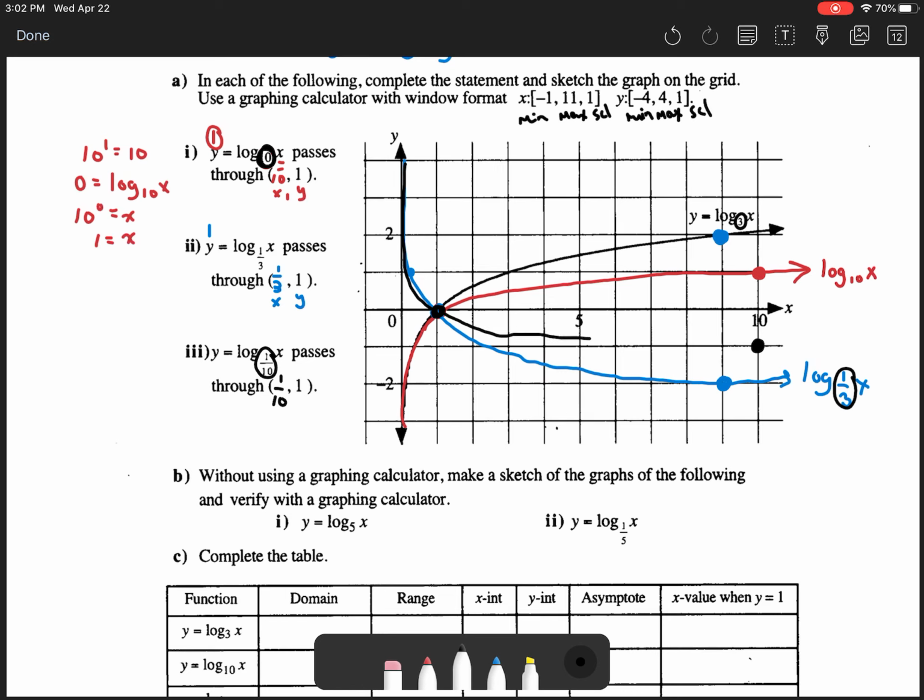It's going to pass through the point 1 over 10 comma 1, and again, it's going to be coming down in this direction. So 1 over 10 comma 1, through that point, and again, it's a reflection of 10 to the x, so it's got to come through this point right there, like so. So log base 1 over 10 of x, just like that.